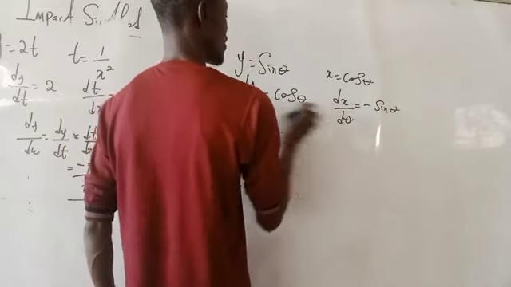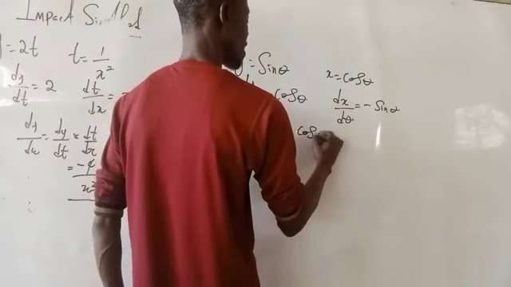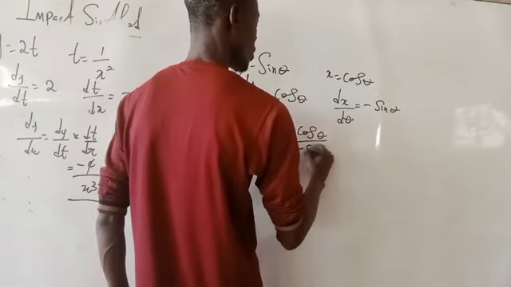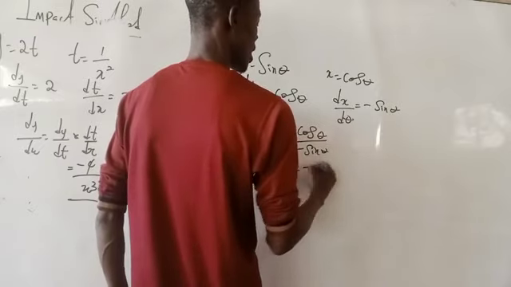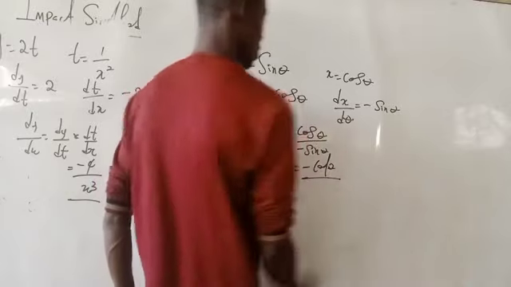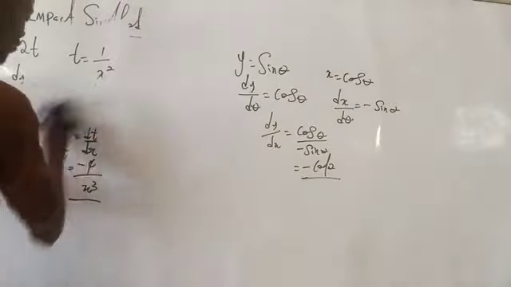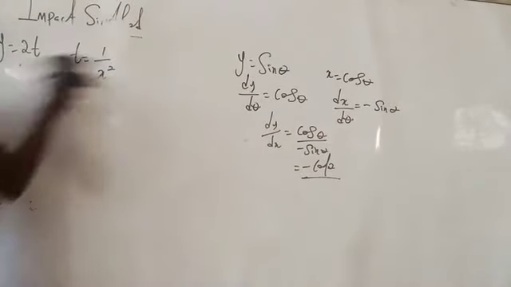And what is your dy/dx? You can now see that if you multiply, it will not go down, we are going to divide. And if you divide it, that will give us cos theta over minus sine theta. And what is your cos over sine? It will give us cot theta. So it's simple. Very, very simple.